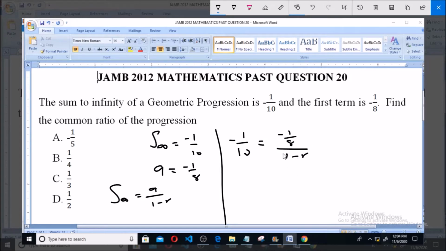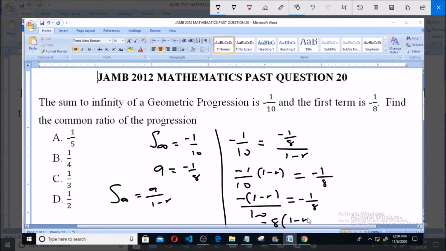Now when you cross multiply, you have minus 1 over 10 multiplied by 1 minus r is equal to minus 1 over 8. Now this will give us minus 1 minus r all over 10 is equal to minus 1 over 8. Now when we cross multiply, we'll have minus 8 into 1 minus r is equal to 10 multiplied by minus 1.